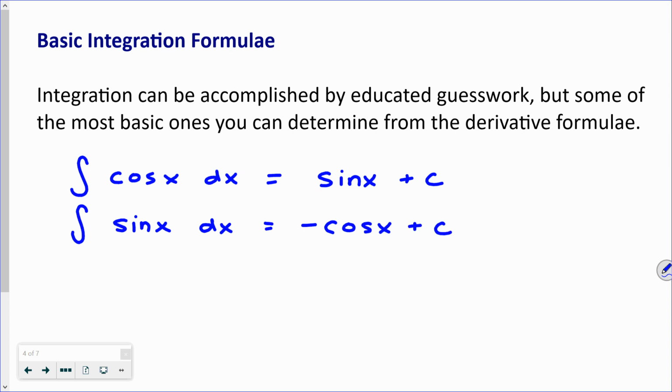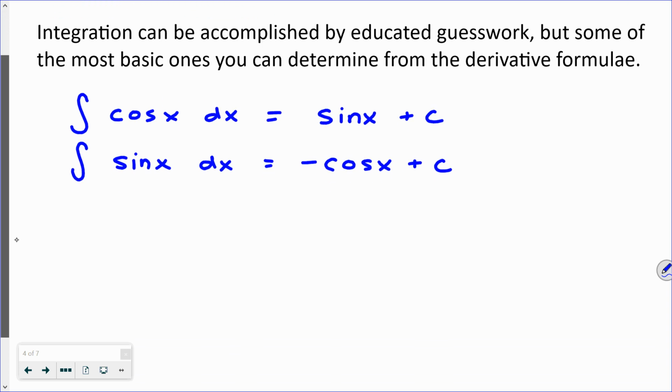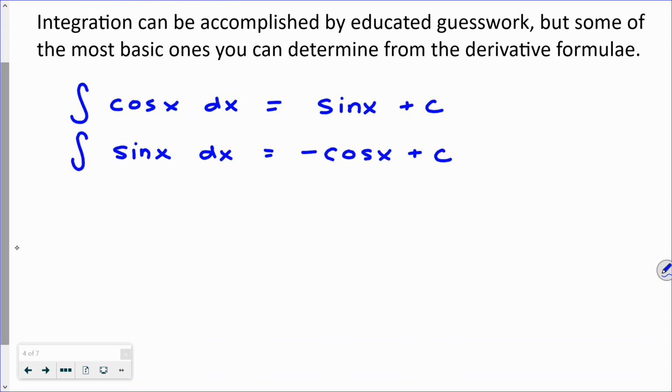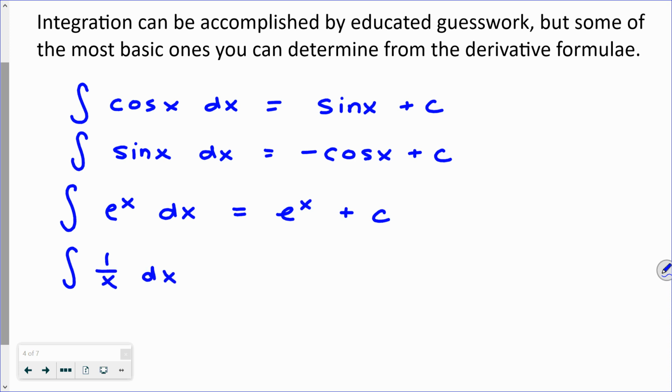And these are also in your formula booklet, and you could probably just figure them out based on what you know about derivatives, but still useful to have a little cheat sheet. The antiderivative of e to the x, you might have predicted, is e to the x, and that's because that works both ways. Derivative of e to the x is still e to the x. The antiderivative of 1 over x is ln x.